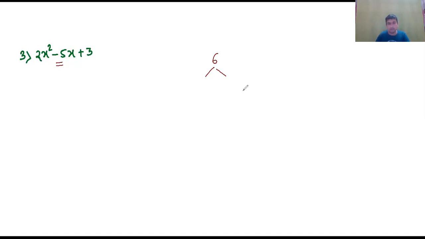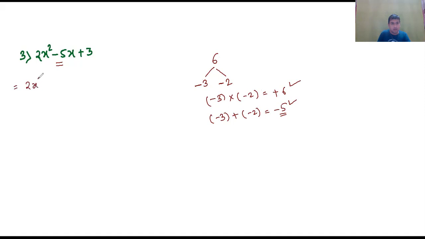See, 6. What will be the factors? 3 and 2. Now, if I make it minus 3 and minus 2, minus 3 into minus 2 is plus 6. Then minus 3 plus minus 2 is minus 5. That is what we required, minus 5. So 2x square, I will write 2x square minus 3x minus 2x plus 3.